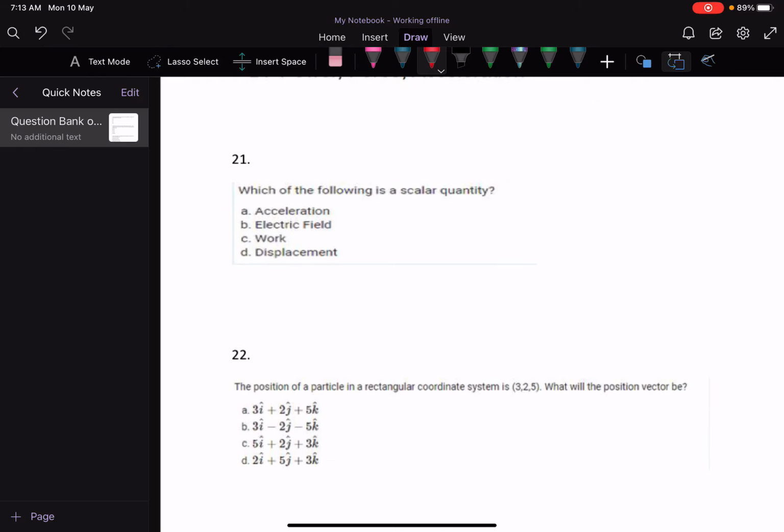Which of the following is a scalar quantity? Acceleration is a vector, and electric field is also a vector quantity. Displacement is also a vector quantity. Here work is a scalar quantity. So the scalar quantity is work.